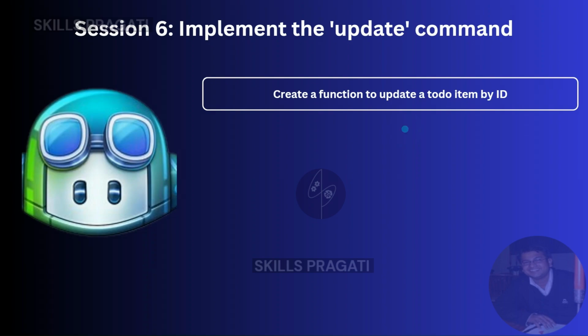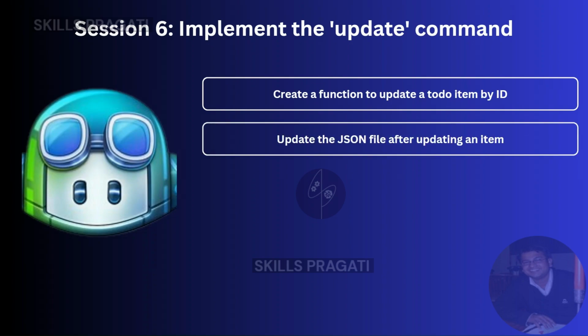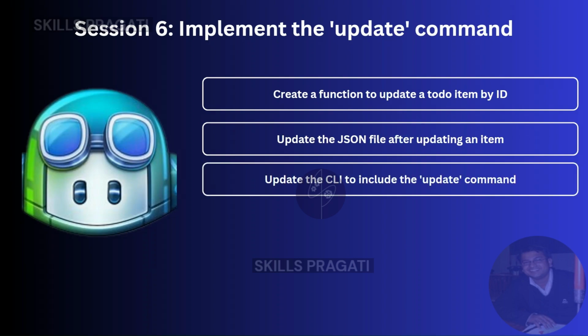The second task is to update the JSON file after updating an item. Since the to-do items are stored in a JSON file, this task involves modifying the contents of the JSON file to reflect the changes made to the specified item. The function created in the first task will need to interact with this JSON file to ensure that the updated details are saved persistently. The third and final task is to update the CLI to include the update command.